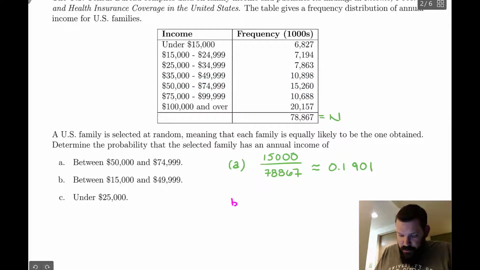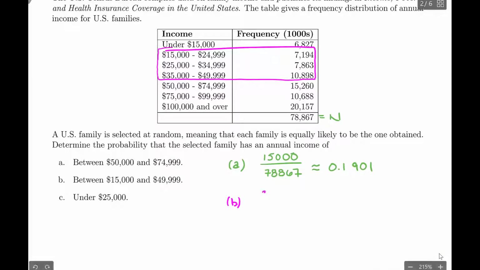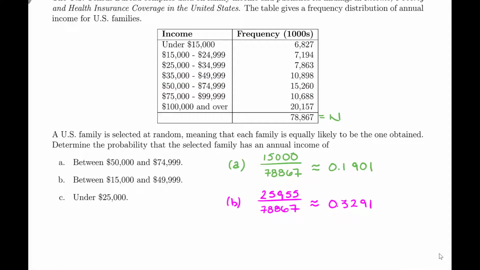Part B, that the selected family has an income between 15,000 and 49,999. That will include these 3 values in the table, so we add up the numbers in the right hand column. We have 7,194 plus 7,863 plus 10,898, and we get 25,955 out of 78,867. That probability becomes 0.3291, so almost a 33% chance that a randomly selected family will have an income between $15,000 and $49,999.